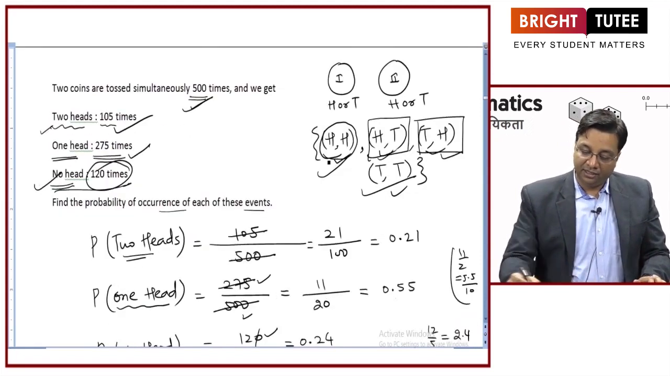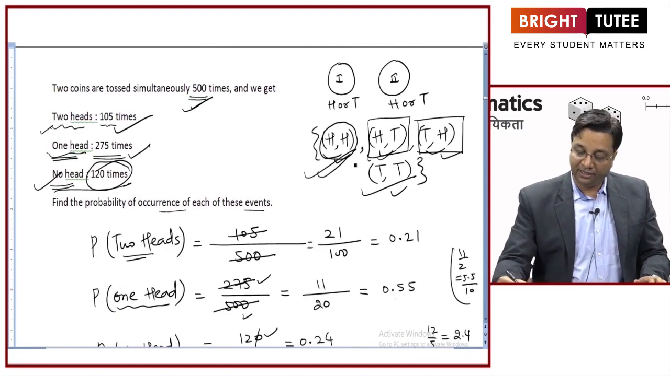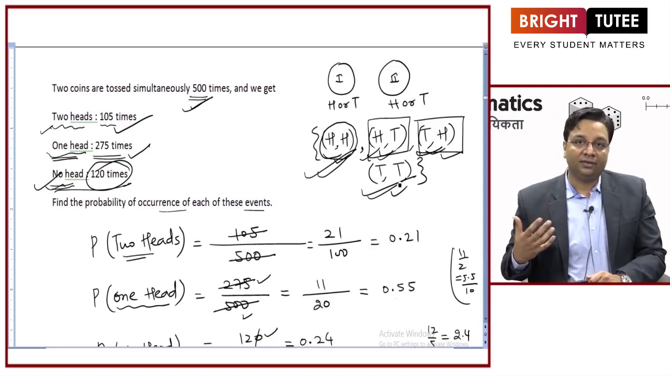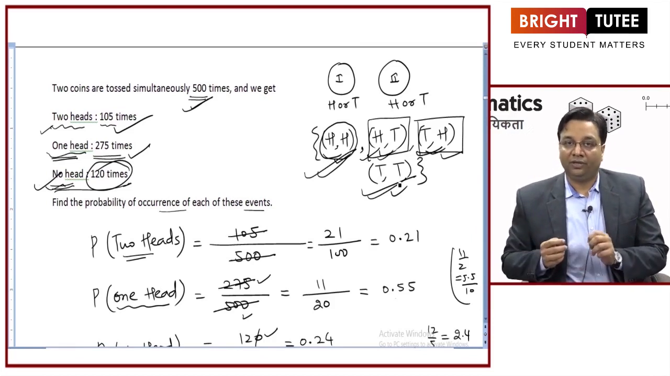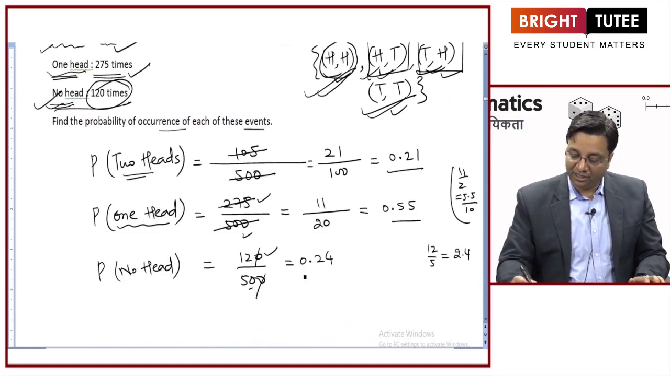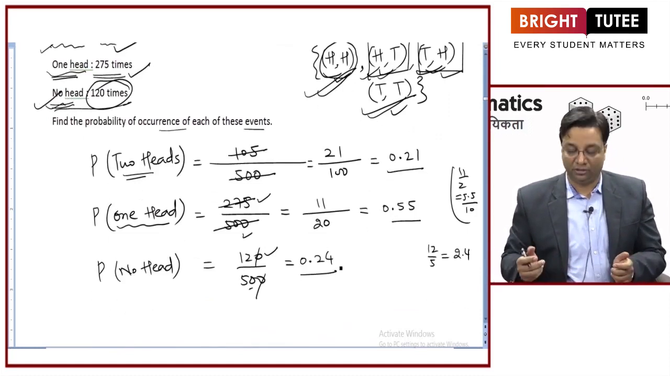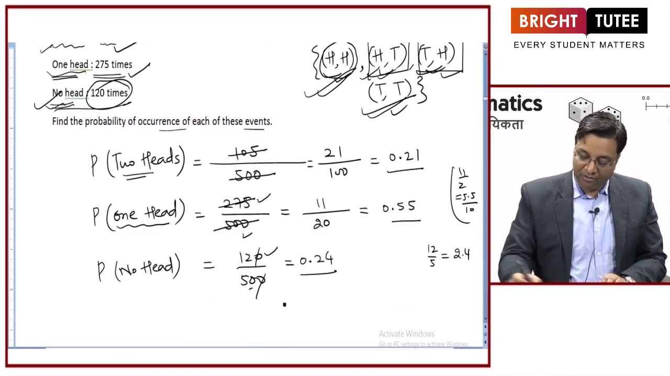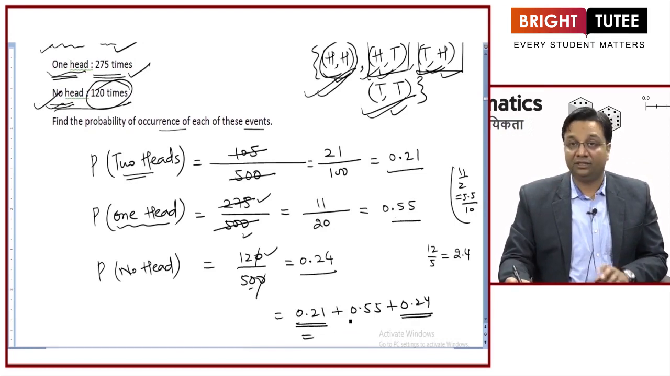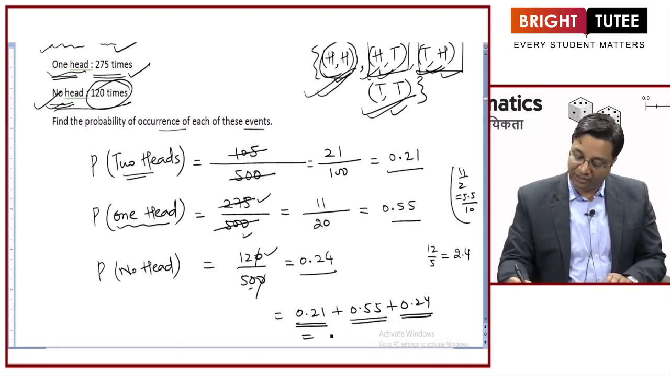See, either 2 heads can come, or 1 head can come, or no head can come, right? These are the only possible outcomes that can show when you toss 2 coins. So if you add all these probabilities, you will see that the result will be equal to 1. 0.21 and 0.24 collectively is 0.45, 0.45 plus 0.55 is 1.